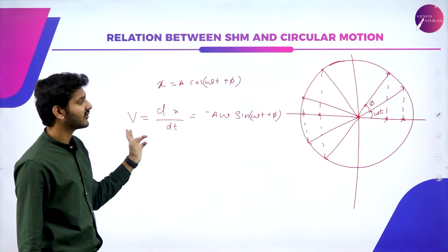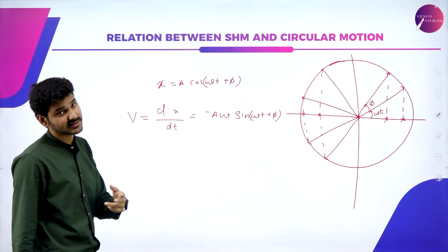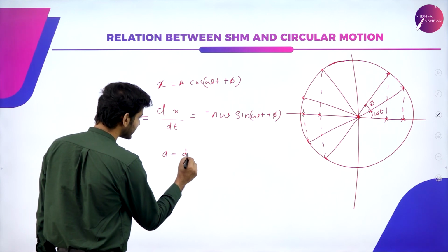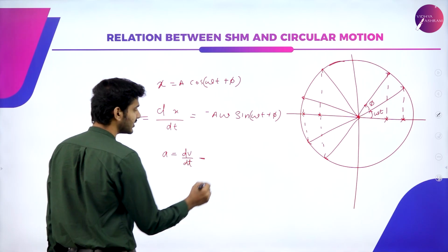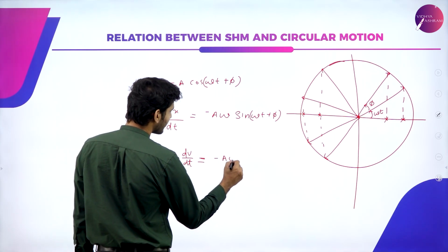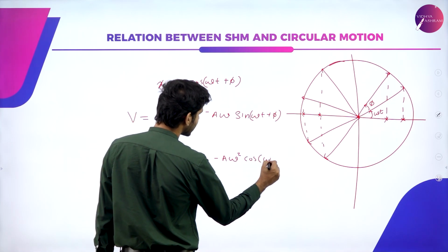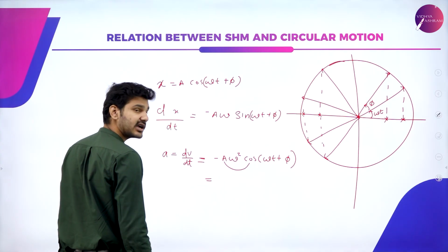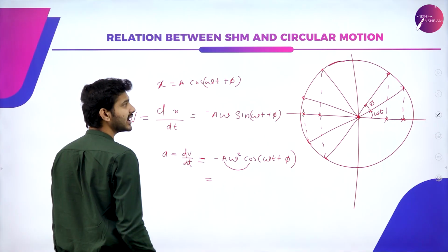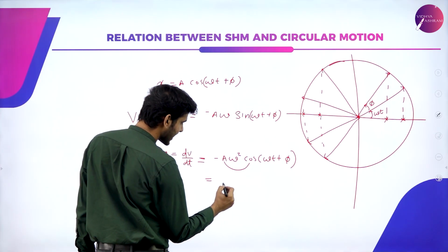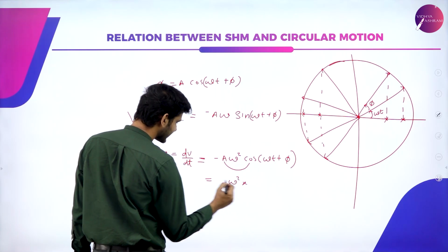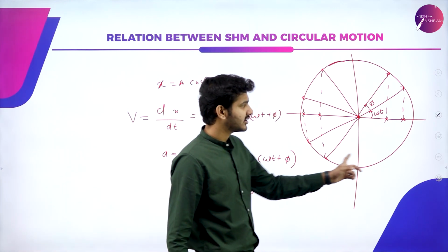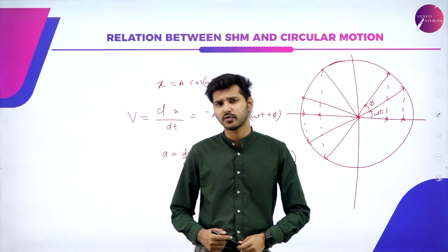So again we have this particular relation, and if I take the next derivative, that is acceleration, I can simply say that a is equal to dv by dt, which can be written as negative a omega square cos(omega t plus phi). Now this a cos(omega t plus phi) is nothing but x. So I can write it down as negative omega square x, which is nothing but the equation for acceleration, which means here also the particle is executing a simple harmonic motion.